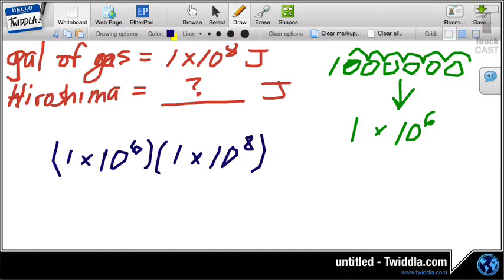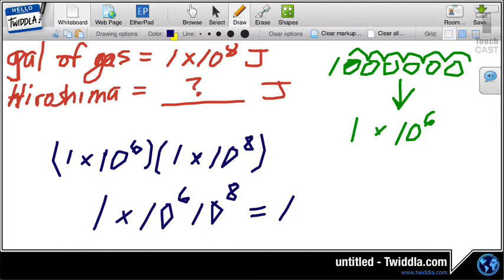You would do 1 times 1. If those were other numbers, 2 times 3, you would multiply those. So really we have 1 times 10 to the 6th times 10 to the 8th. I'm going to group my like bases. I can add those using product of powers, so it's the same as 1 times 10 to the 14th.